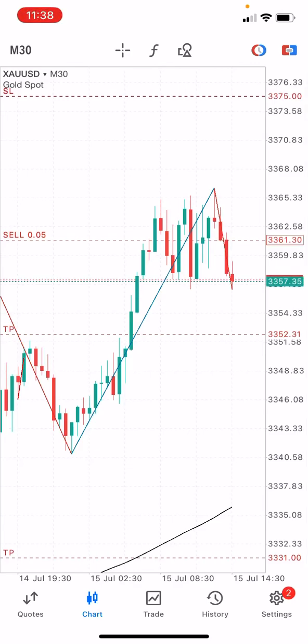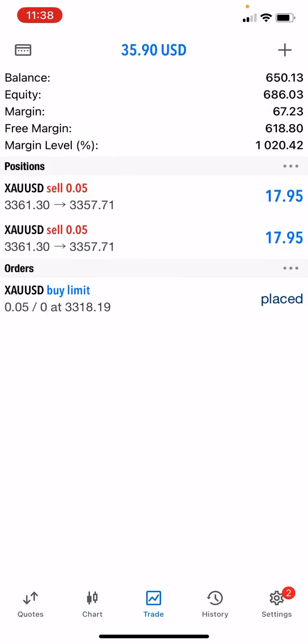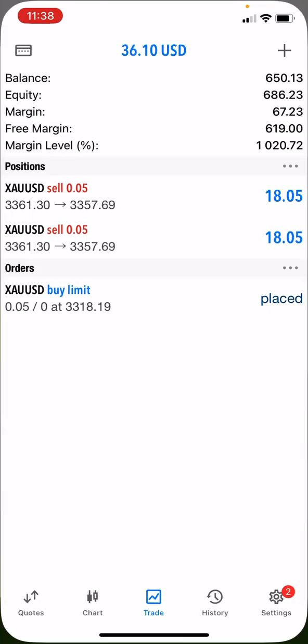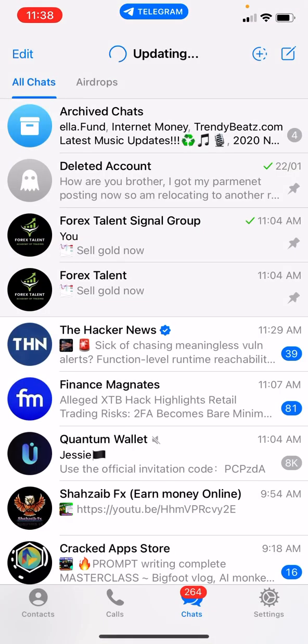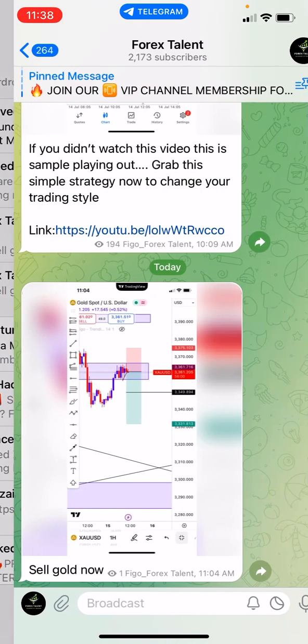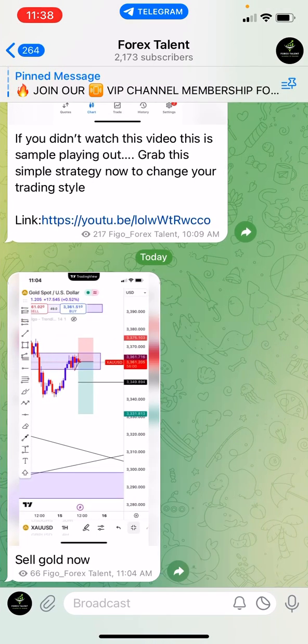So this is another trading strategy that I want to review for you guys. I used this strategy to enter a trade just now. You can see we are moving into massive profit. And I even posted this in my Telegram group, both the VIP and the free channel. You can see it clearly from here: Sell gold now. This is the signal.